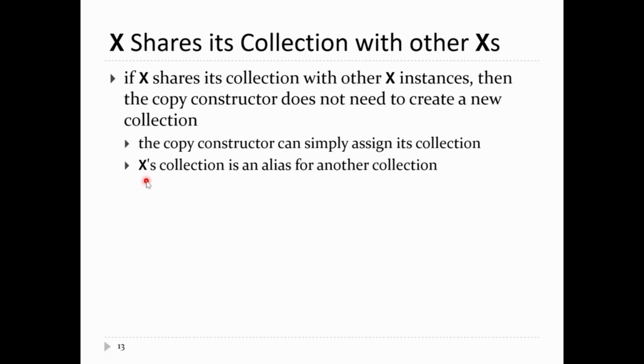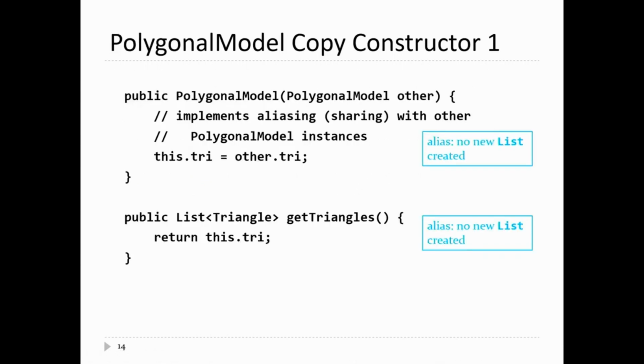And what does that mean? It means X's collection is just an alias for another collection. In our polygonal model copy constructor, we just write this trie equals other trie. What does that mean? It means that list is the same list as that list. They're aliases; these two names are aliases for the same list. If you're implementing your class this way, then if you have a method that returns the list of triangles, you can just return a reference to your list, because you're willing to share your internal list.